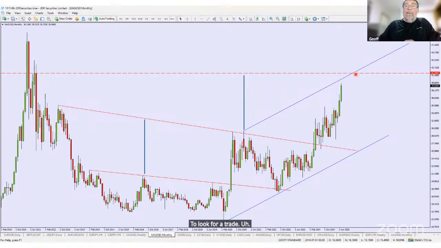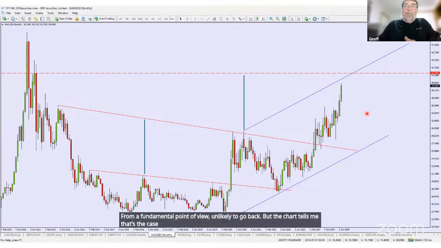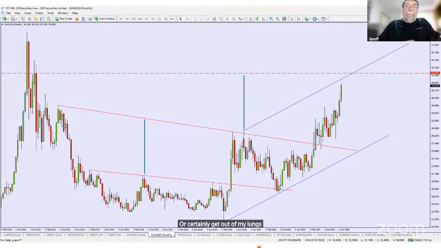Again, against the US dollar, this looks, in my mind, from a fundamental point of view, unlikely to go back. But if the chart tells me that's the case, then that's exactly what I will have to do. Trade it, or certainly get out of my longs, not necessarily trade it short. Okay, so gold, sorry, not gold. I'm not going to do it with gold today.